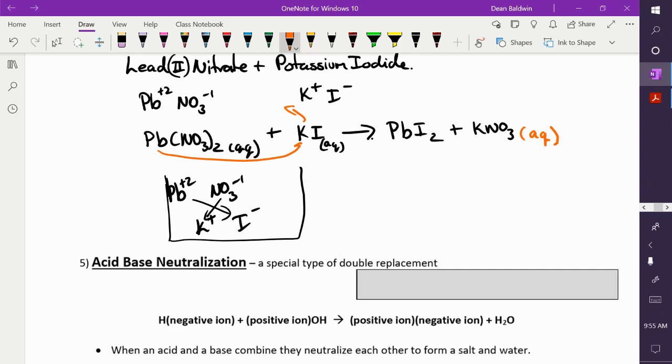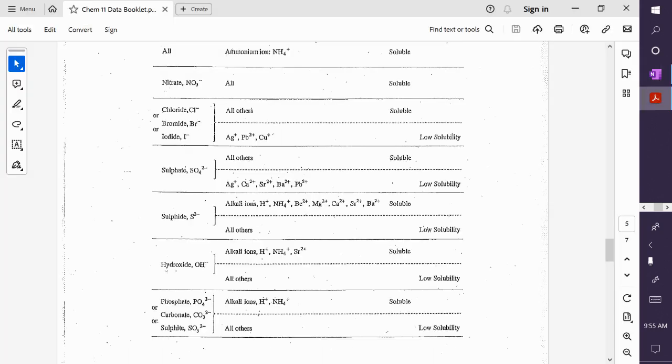The lead iodide, so we go back to our table. The non-metals are all over here. These are all non-metals. So iodide, right there. If you look, it's solid, so it's split into two parts. Soluble with everything, all others, and it's not soluble or low solubility with silver, lead, and copper.